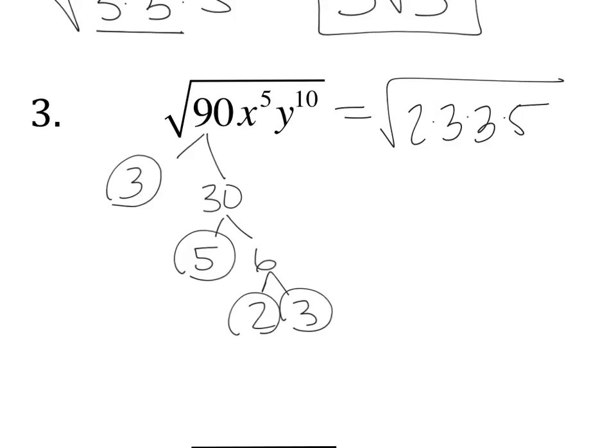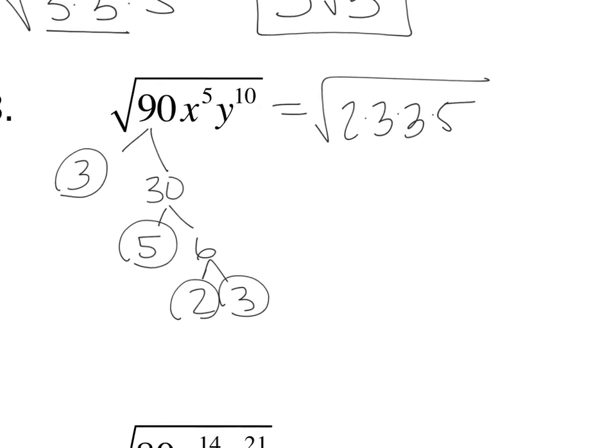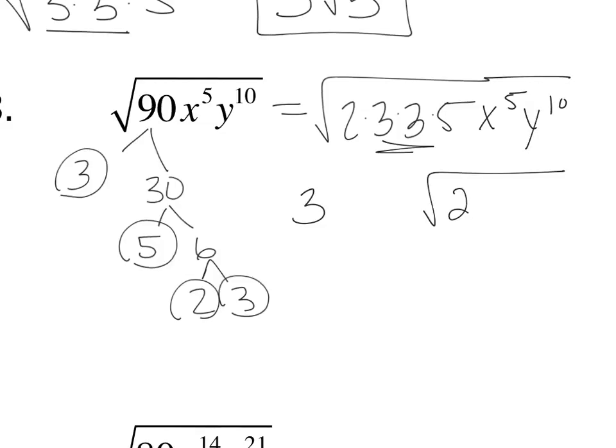And then just add in my exponents. So we've got x to the 5th, y to the 10th. Now, we only have a pair of 3s, so that's the only number that gets written on the outside. 2 and 5 stay in. Next, we're going to look at the exponents of the variables. So what you do is you take your 5 and you divide it by 2.